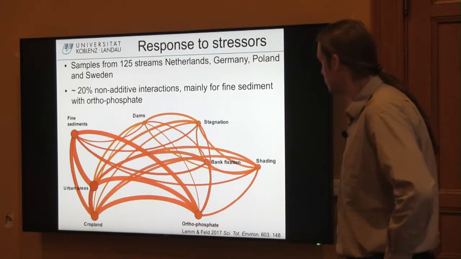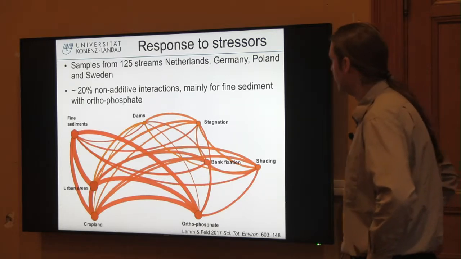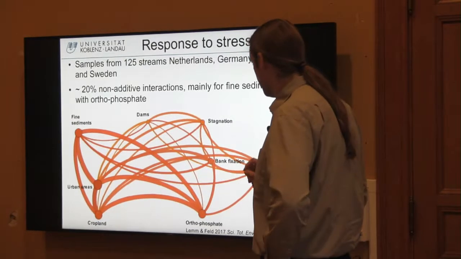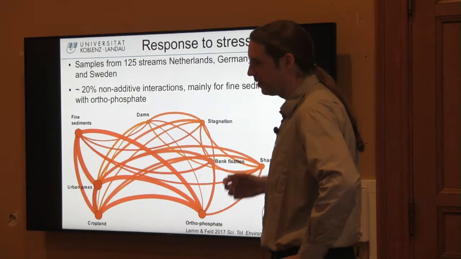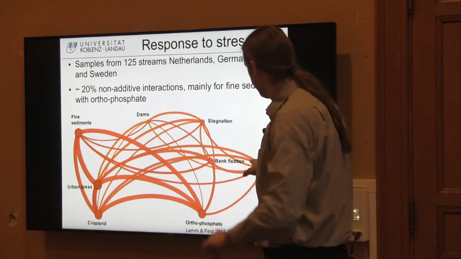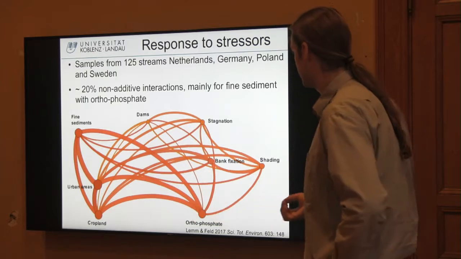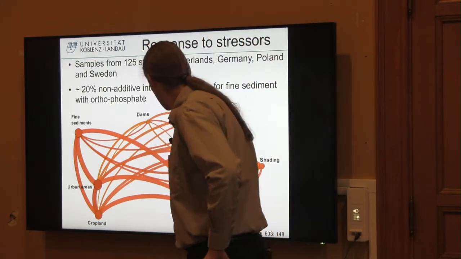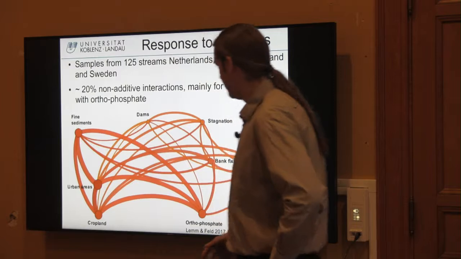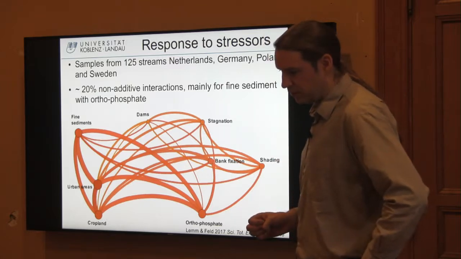And a similar conclusion was drawn from a different study. These were 125 streams observed in the Netherlands, Germany, Poland, and Sweden. And they looked at the co-occurrence of stressors. So this is another fancy plot, but it's actually not that difficult to understand. You have connections between the different stressors, and the thicker the lines are, the more they are co-occurring. So do you see that fine sediments are typically occurring together with orthophosphate and in urban areas and when you have cropland. That's basically what you can tell from this.